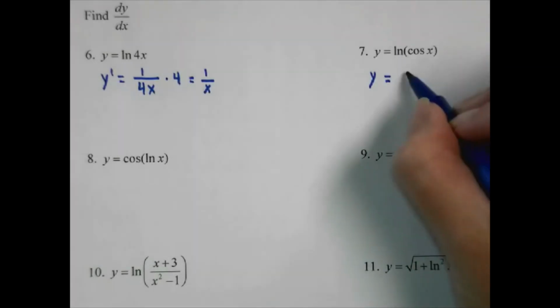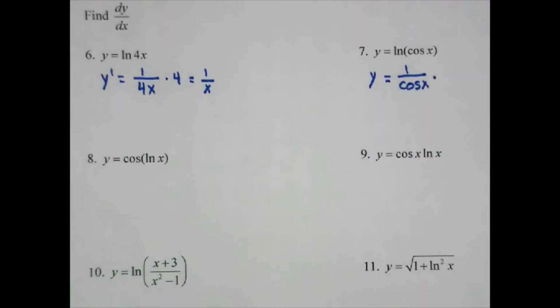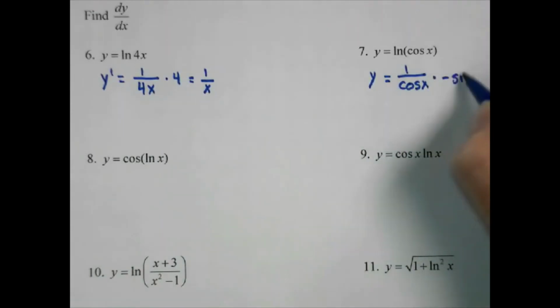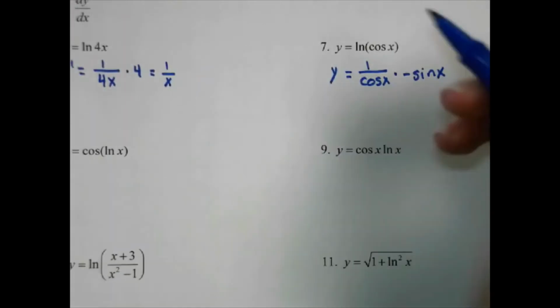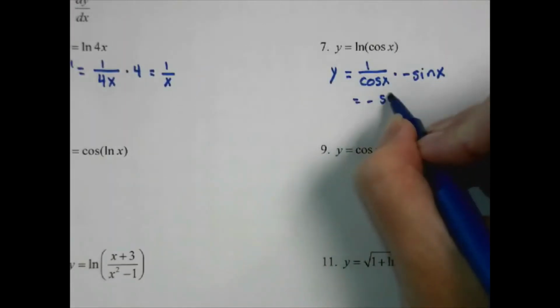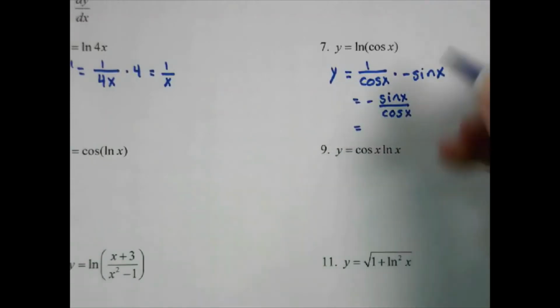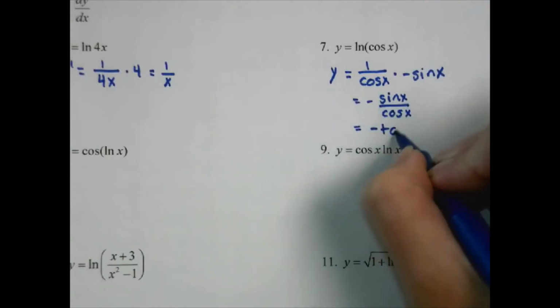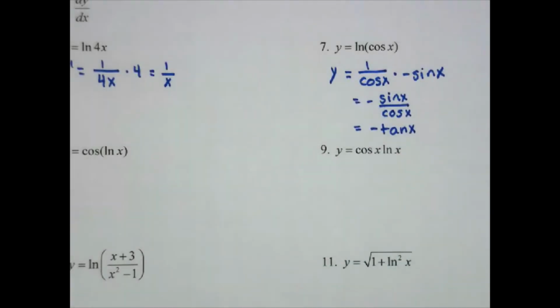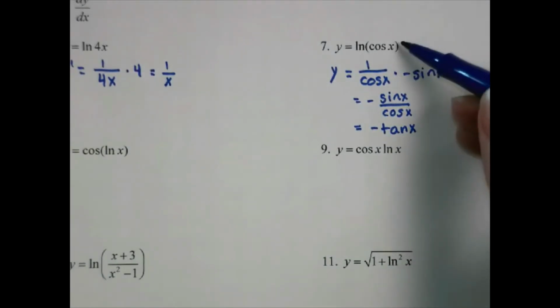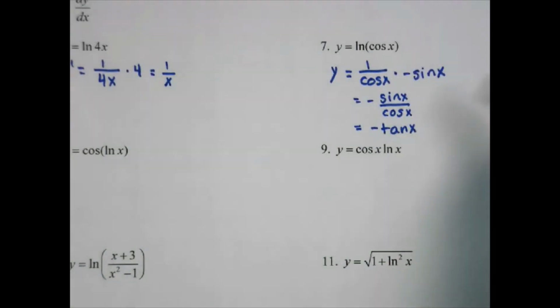Again, chain rule. So this is going to be 1 over cosine of x times the derivative of cosine, which is negative sine of x. I am going to go ahead and simplify this one. So this would be negative sine of x over cosine of x. So this is a negative tangent of x. So looking ahead to when we're going to be doing more antiderivatives, the antiderivative of tangent is going to look something like that.